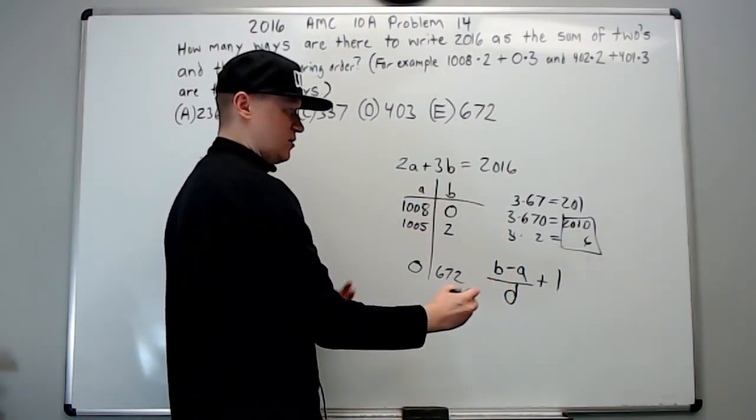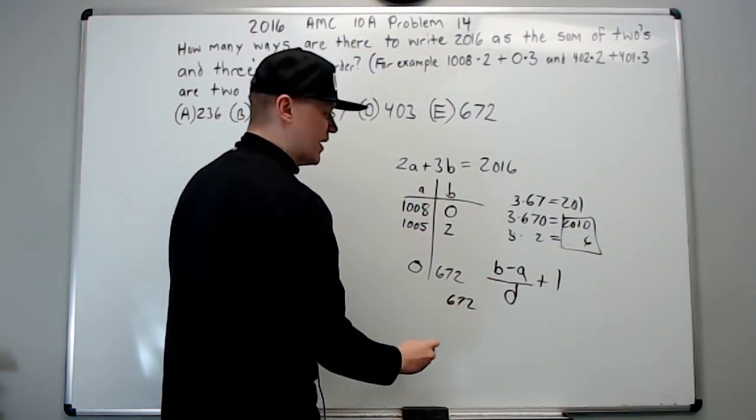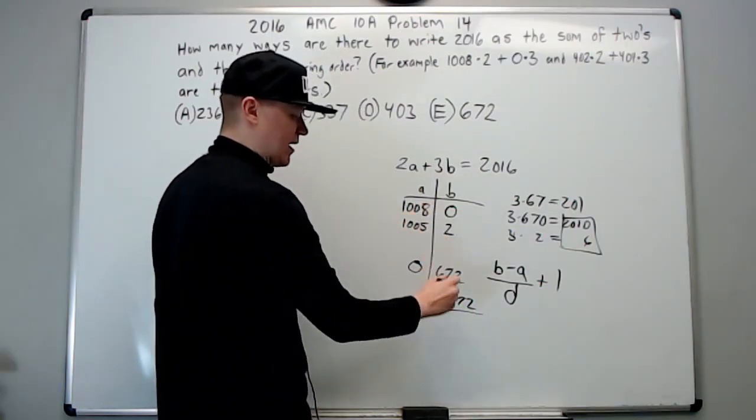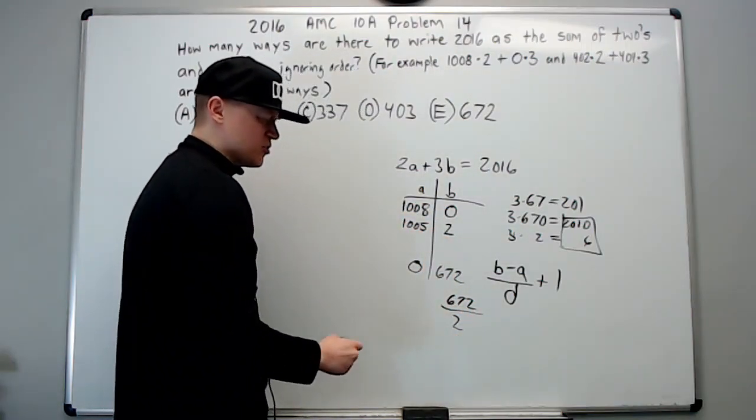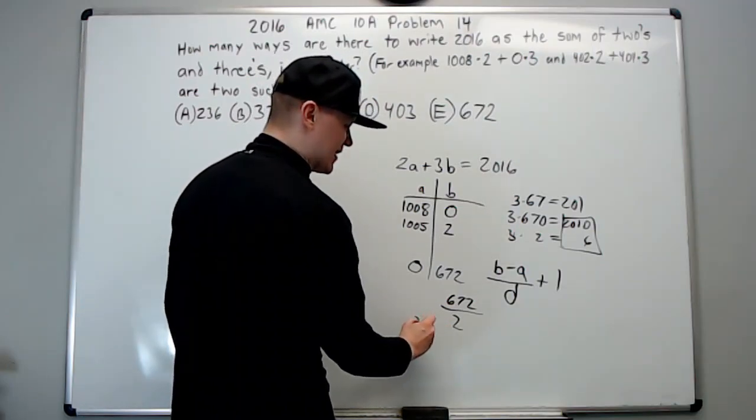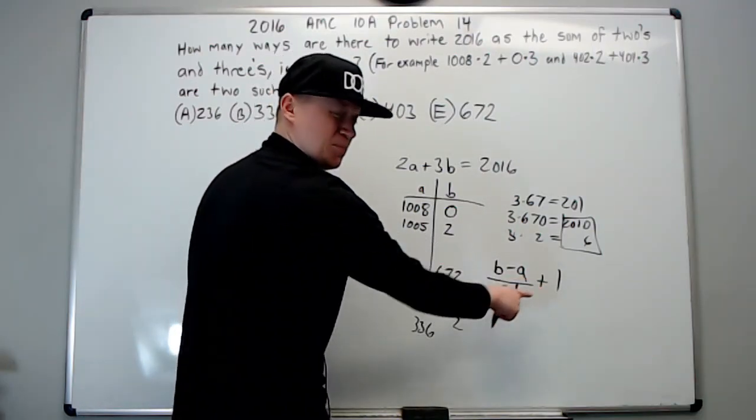672 minus 0 is 672. And the common difference for us, we're counting by 2's. So it's going to be 336. Be careful, don't forget the plus 1.